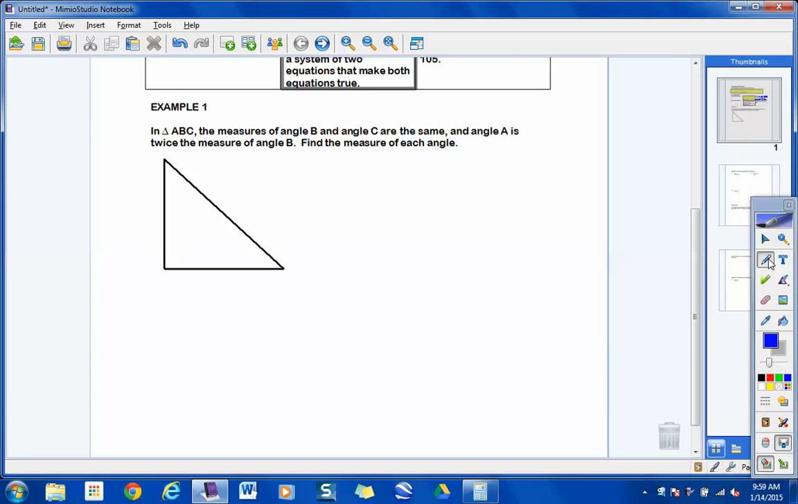Find the measure of each angle. Okay, I'm going to come back to this in a little bit, I think. But I want to go ahead and label my triangle as follows. Let's say that this is angle B up here, and that's angle C. But we're going to call this angle A right down here.